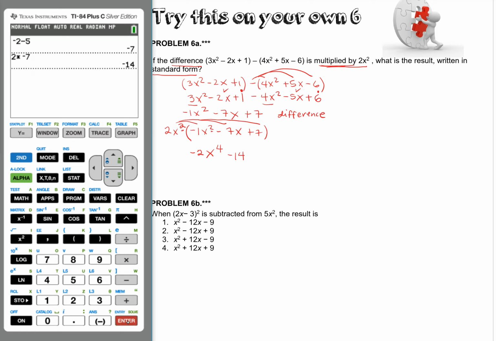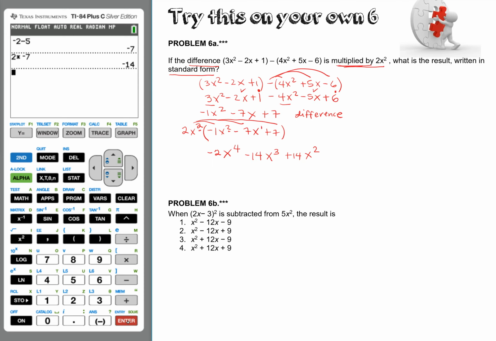Now x squared times x, because we are multiplying, that means we are adding the exponents. So 2 plus 1 should be 3, so this would be x cubed. And then the last one, 2 times 7 should be 14. It's positive, so plus 14x squared. Now, as we have discussed in class discussion 6, standard form means the exponents should be arranged in descending order. So let's just check. This is 4, 3, 2. That is arranged in descending order, which means that this one is in standard form.